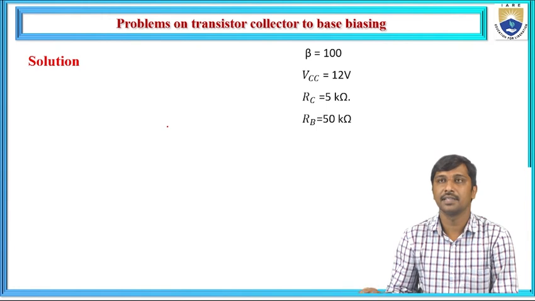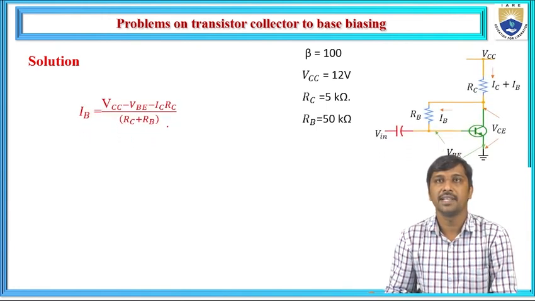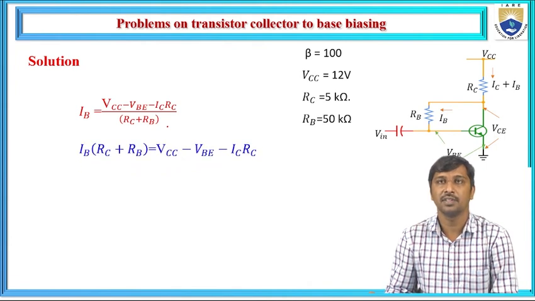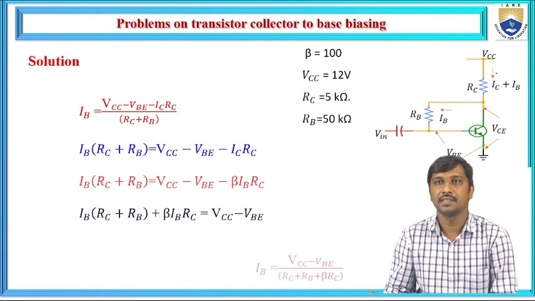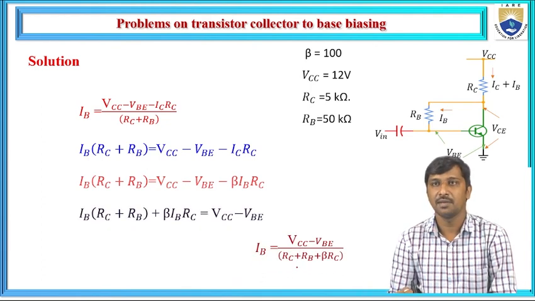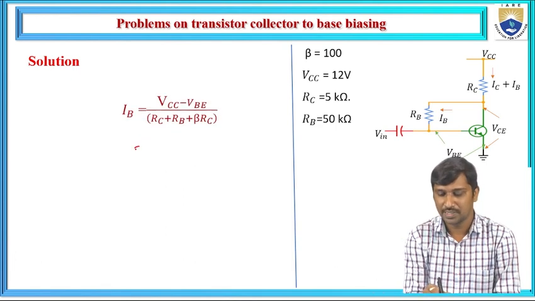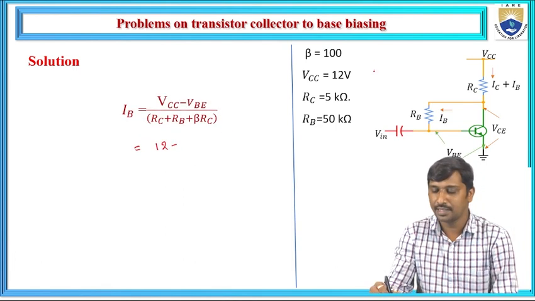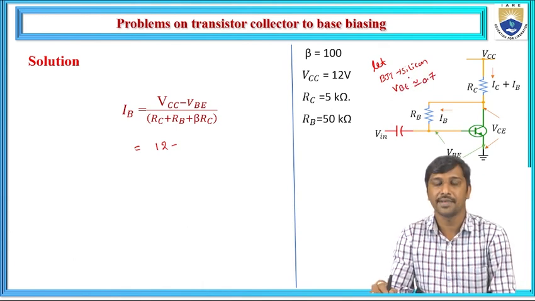So first, let us consider the given specifications. I'm going to first calculate how much base current is produced. We know that for collector to base biasing, IB is represented as VCC minus VBE divided by RC plus RB plus beta times RC. Now we can substitute. VCC is 12 volts, and let the transistor type be silicon BJT. Hence, VBE is approximately equal to the cut-in voltage, that is 0.7.